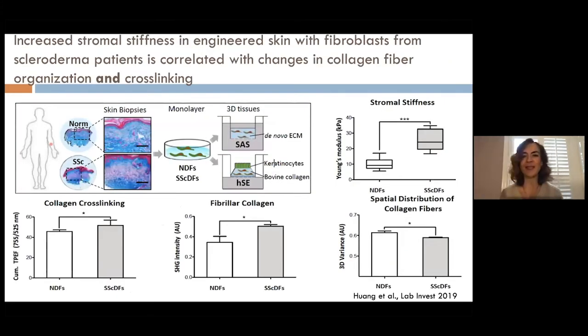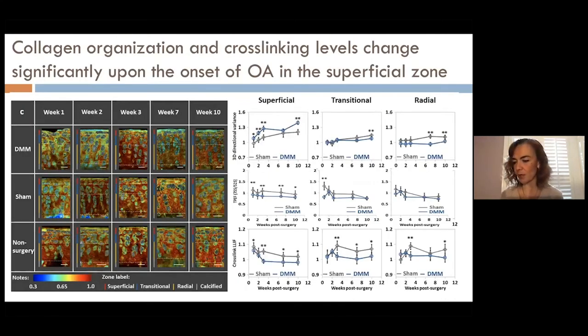In other cases, we see that changes in both the content of the collagen, the organization of the collagen, and the collagen cross-linking are associated and correlated with changes in stiffness. So these are results that are coming from engineered tissues that are prepared using fibroblasts that are coming either from normal human skin or the skin of patients that have scleroderma. So you have stiffer stromal stiffness in these tissues, and that is again correlated with all these nice metrics of collagen that we acquire.